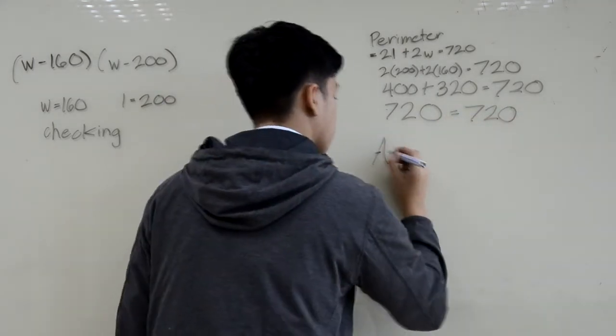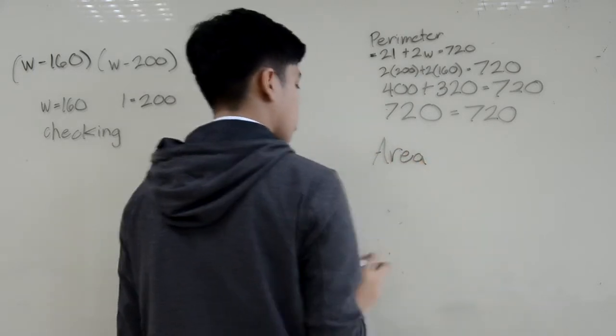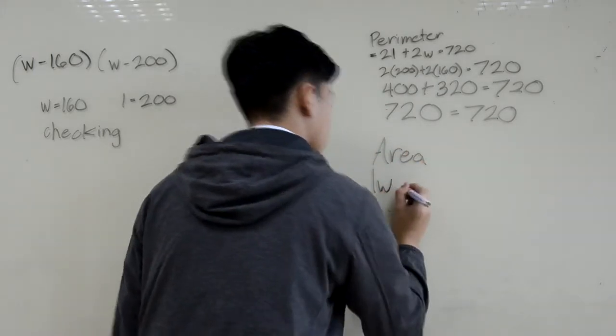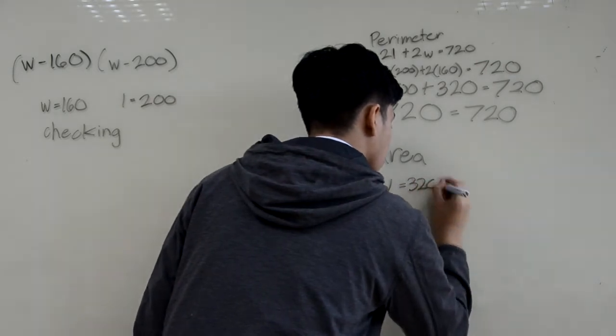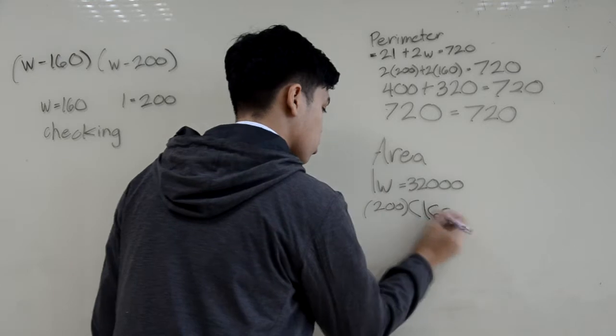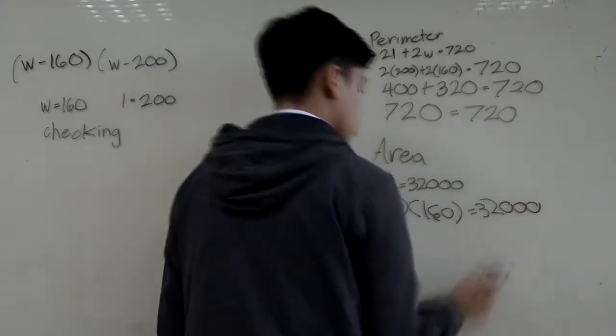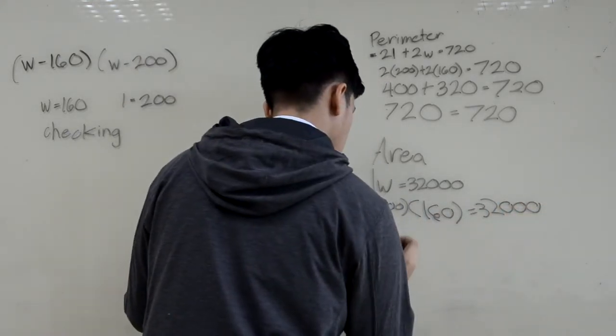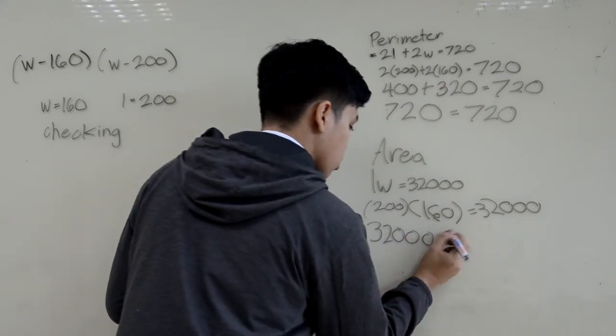Let us also see that if we substitute the given answers into the equation of the area, it will match. So, if LW equals 32,000, then 200 times 160 equals 32,000. Then 32,000 equals 32,000, and this will show that our final answers are correct.